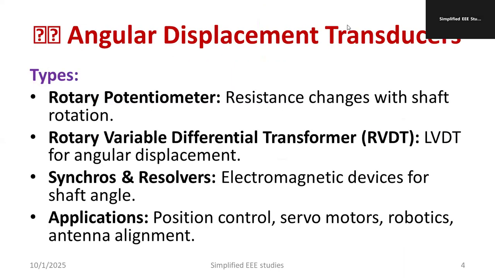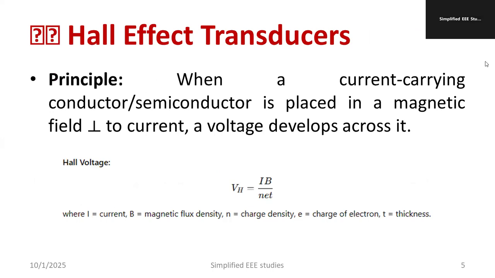The other one is the angular displacement transducer. Types: the rotary potentiometer works based on the change in resistance with shaft rotation. The rotary variable differential transformer is the same as LVDT, but it measures angular displacement. Synchros and resolvers are electromagnetic devices which work based on the shaft angle. Applications: position control, servo mechanisms, robotics, antenna alignment, etc. The Hall effect transducer works on this principle: when a current-carrying conductor or semiconductor is placed in a magnetic field perpendicular to the current, a voltage is developed across it.